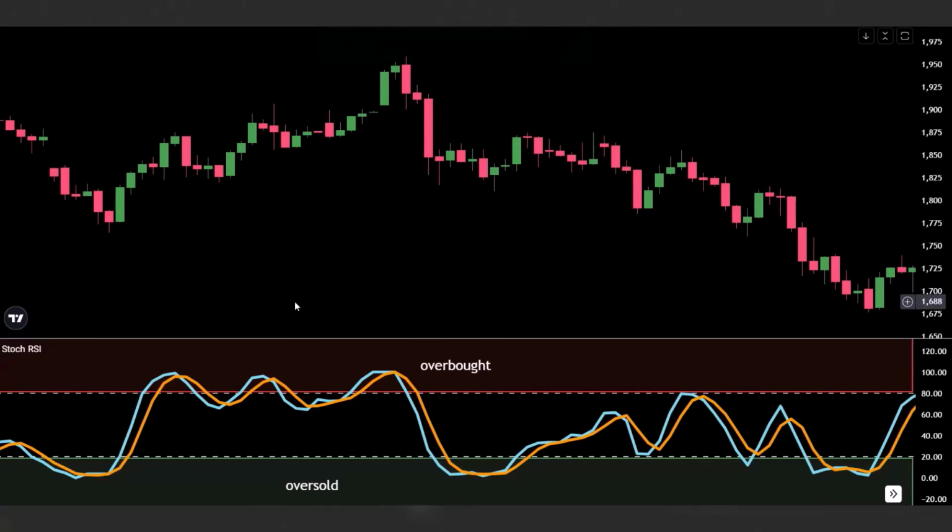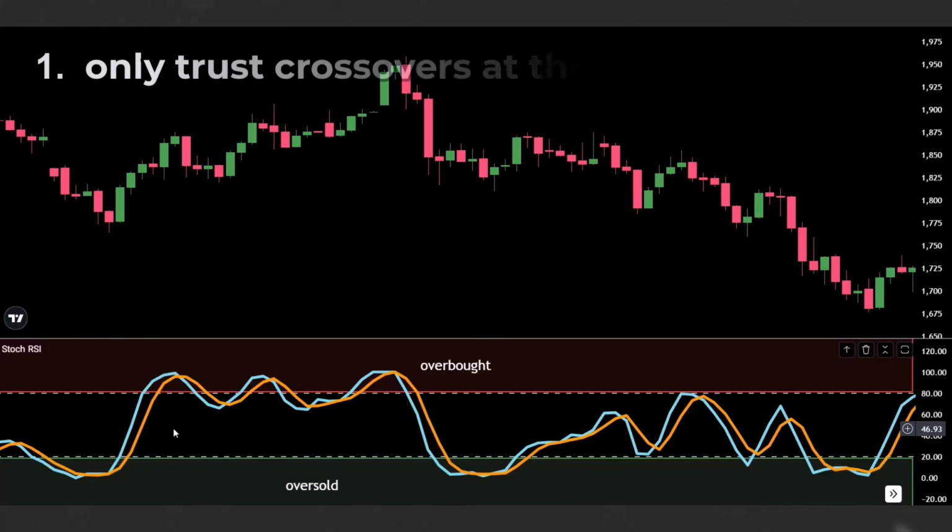Now we know how to read the stochastic RSI. We know the K line, the D line, and the zones. But here's the problem. If you take every single crossover, you will lose money. So now let's make it more reliable using only two very simple rules. You don't need anything advanced. Just follow these two filters.